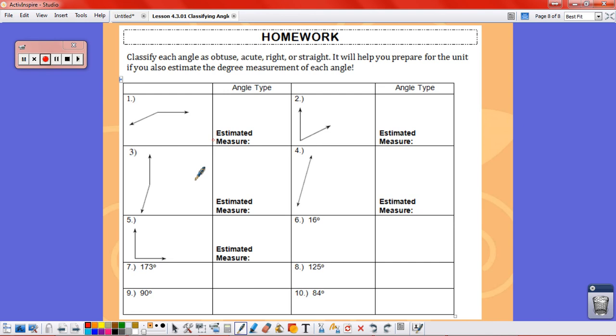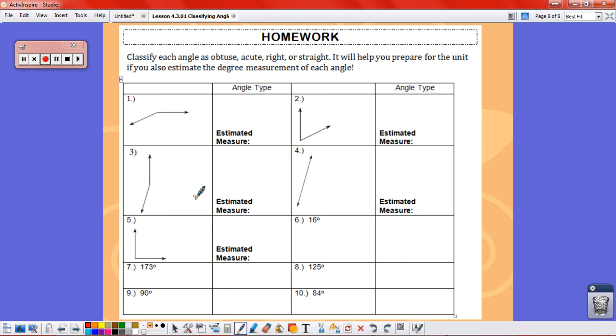And I also ask the kids to do the same with their homework and to put the type of angle and an estimated measure. We're trying to eyeball them because when we get to using a protractor, a very common mistake is using the wrong scale on the protractor. But if you have a really good concept of acute angles and obtuse angles in your head, then picking the right measurement is really easy. So that's why we're doing this estimation early on.